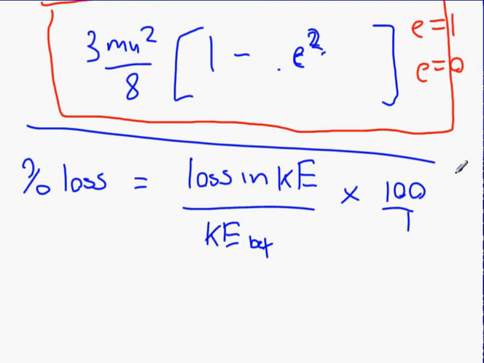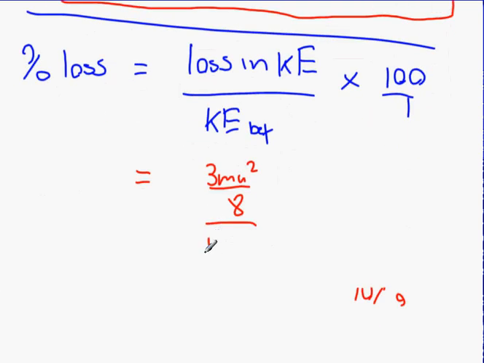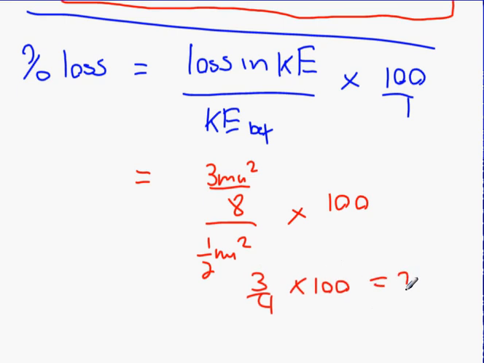If e is 0, you lose 3 mu squared over 8 divided by a half mu squared, multiplied by 100. So 3/8 divided by a half is the same thing as 3/8 divided by 4/8. Makes it 3/4 of 100, which makes it 75. 75 is the maximum you can lose.